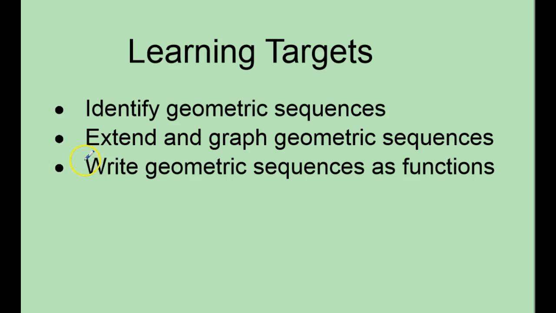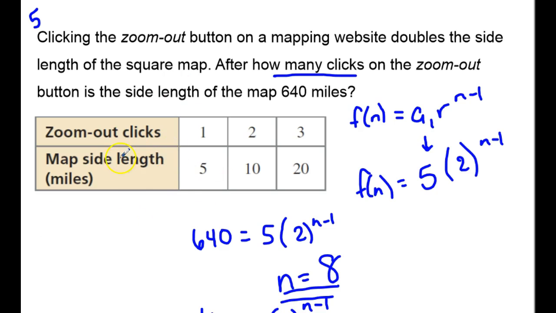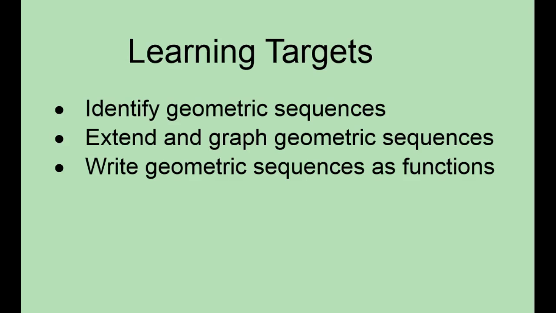And then thirdly, writing geometric sequences as functions. And that's what we did here at the end. We were given the beginning of a sequence, and I had to write the equation of my sequence. But then again, I also did that when I had a word problem, right? I was just given the data here. So I know my first term was 5, my second term was 10, and my third term was 20. And with all of these things, I was able to find enough information to write my function.